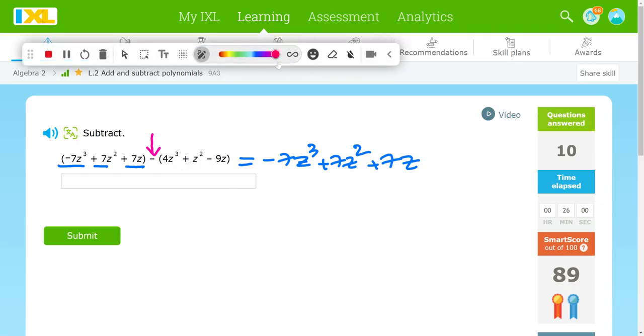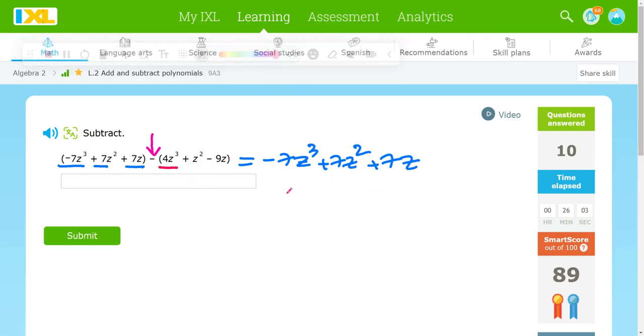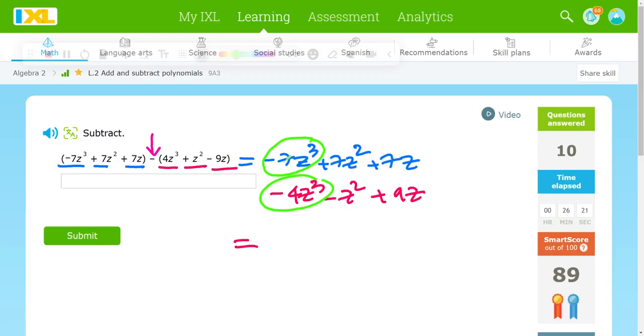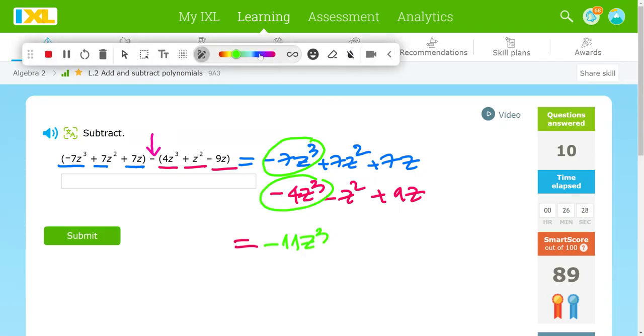And now, 4z cubed becomes subtract 4z cubed. Z squared becomes subtract z squared. Negative 9z becomes plus 9z. So now I combine like terms. Z cubed goes with z cubed. Subtract 7, subtract 4 becomes subtract 11, so subtract 11z cubed.